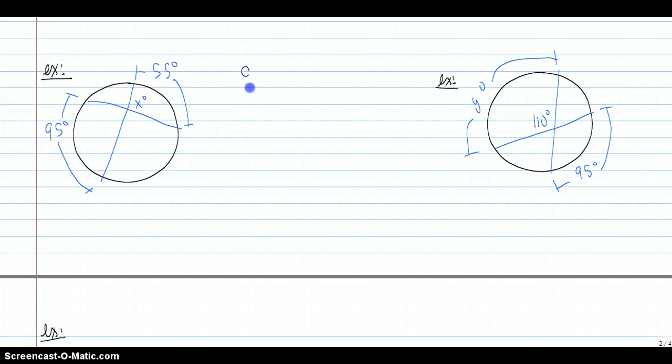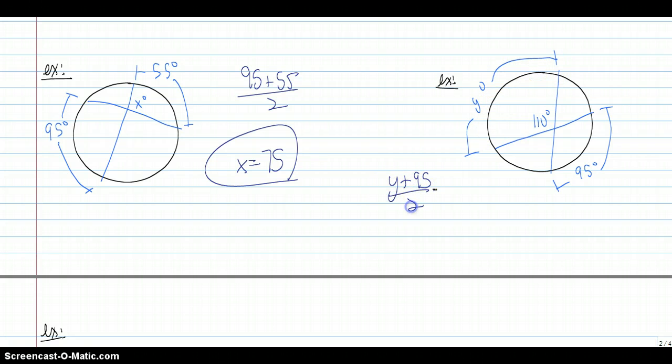To find this x, we would take 95 plus 55 divided by 2. And that's going to give us that x is equal to 75. This one's a little bit different because the unknown is the arc angle on the upper left-hand side. So the formula would be y plus 95 divided by 2. That's equal to the angle on the inside, which is 110. Multiply both sides of this equation by 2, so then y plus 95 equals 220. Lastly, subtract 95 from both sides, and we'll get an answer of 125.